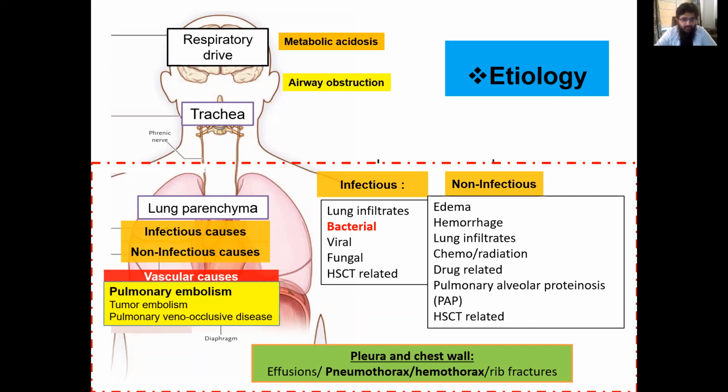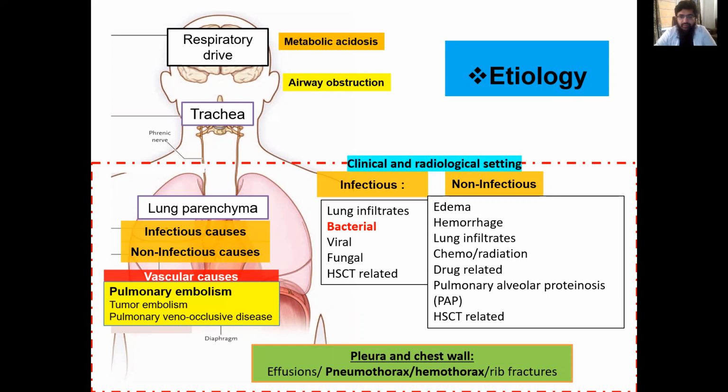And the vascular causes could be related to pulmonary embolism from thrombus or the tumor, or the pulmonary veno-occlusive disease here in stem cell transplant patients. Then the patient could be having large effusions related to malignancy, pneumothorax, hemothorax, and rib fractures that we need to assess in our patients. So what could be the clues to our approach?